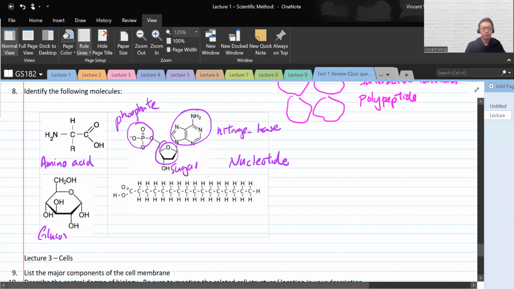Glucose here. And this is just a fatty acid.